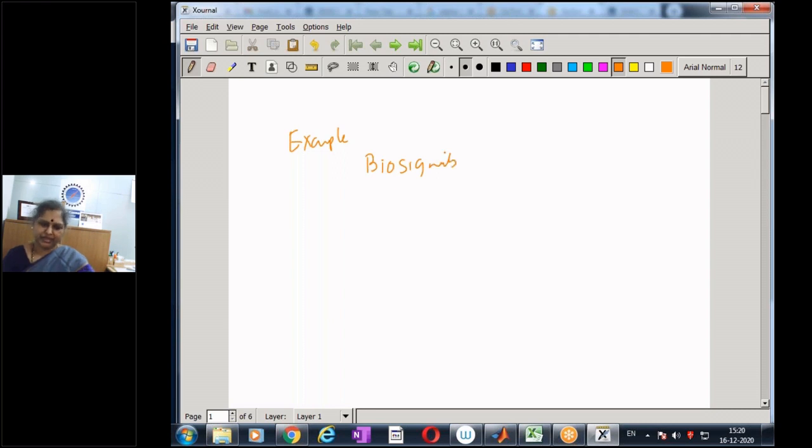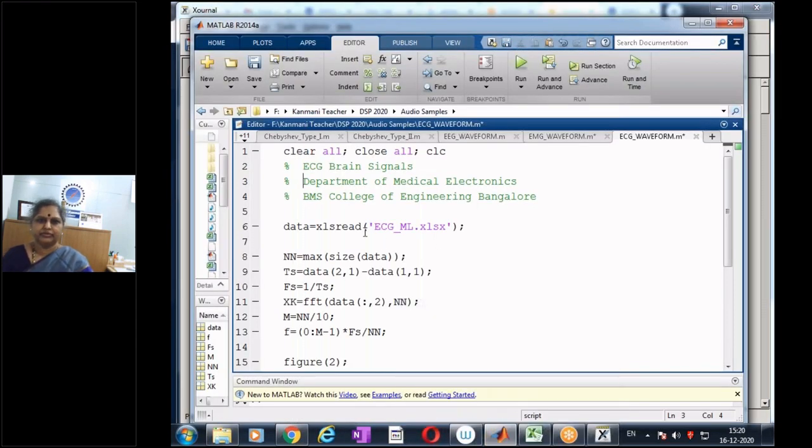These are some signals captured from the human body, and they have been captured in our college by the Department of Medical Electronics. As a first example, let us take the ECG signals that they have captured in the laboratory. So this is the ECG waveform.